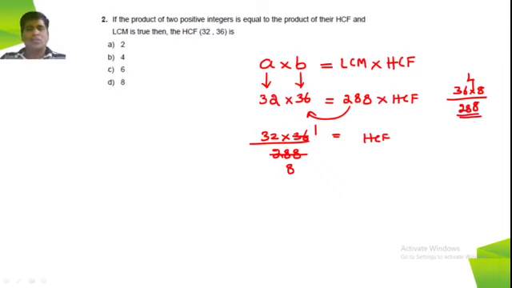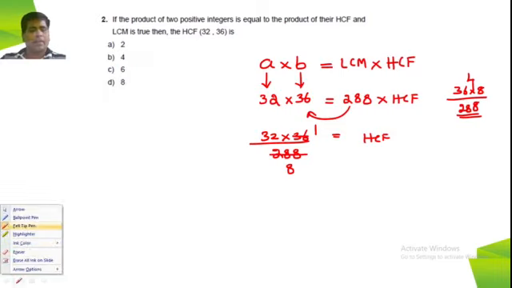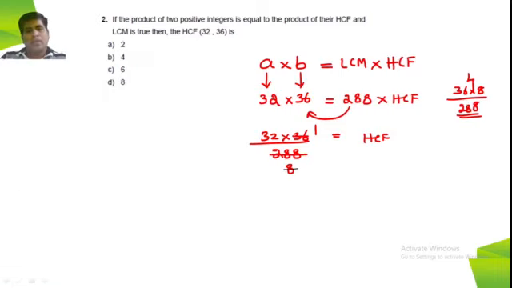36 ones are 36, 8. Again I can cut it in this way. 8 ones are 8, 4s are. So therefore what I got: HCF is equal to 4 here. So among these options, which is the correct option? 4 is the correct option.